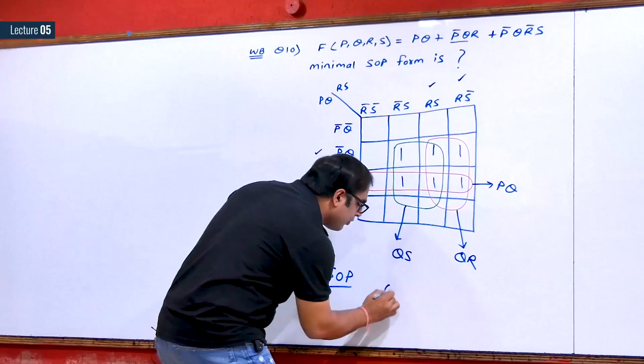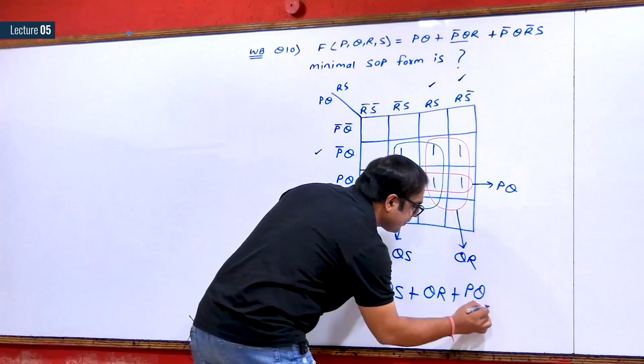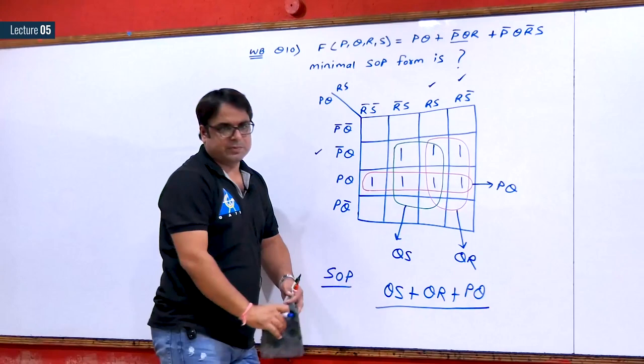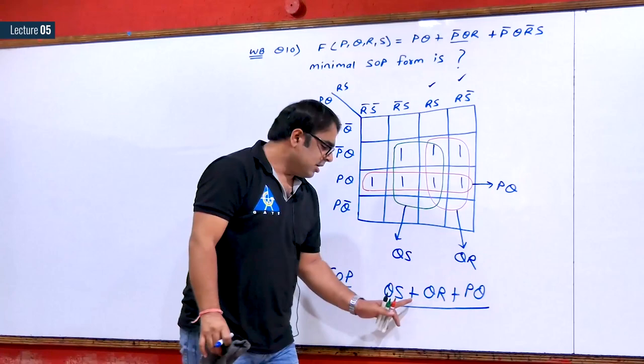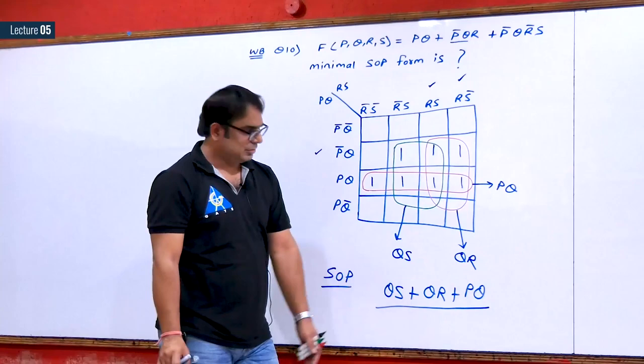Sum of QS and QR plus PQ. SOP, sum of the product form. Individual terms are product terms. We have summed the product terms. Sum of product. This is the final answer.